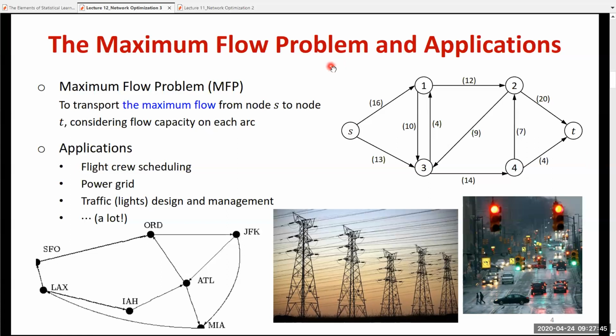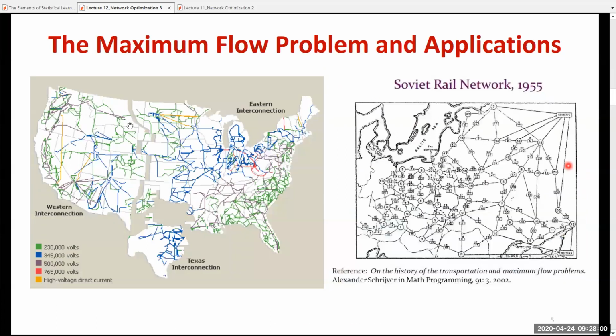That means in terms of economy, I can create more value. And that's the meaning. Actually, finally, everything is kind of like decision making, and everything is about values. Of course, it depends on how you define the term value. Anyway, here is a very old system: the Soviet railway network in 1955.